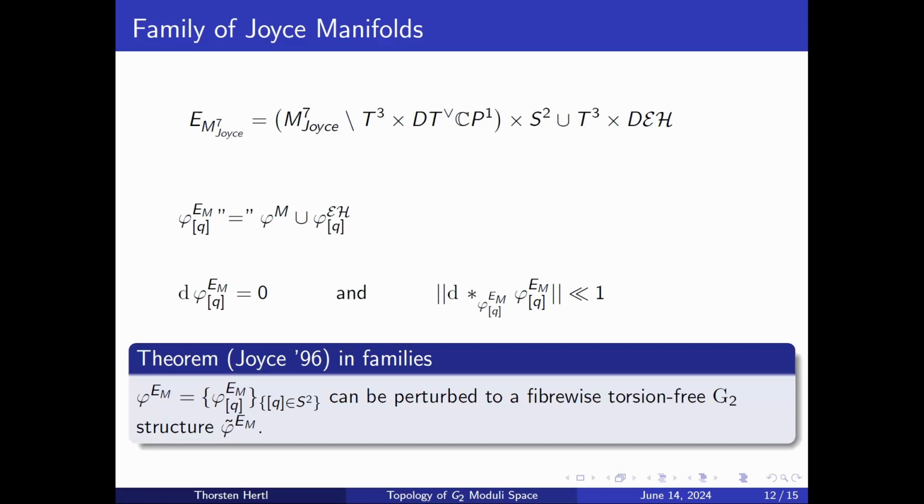And now comes the sketchy differential geometric part. On that resulting bundle, we can do essentially the same gluing construction as before in the untwisted Joyce case and obtain a fiber-wise closed G2 form with a small torsion. At that point, we need to generalize Joyce's perturbation theory to families, but this is straightforward, and it's true. So we can perturb our fiber-wise closed G2 form to a total 3-form.